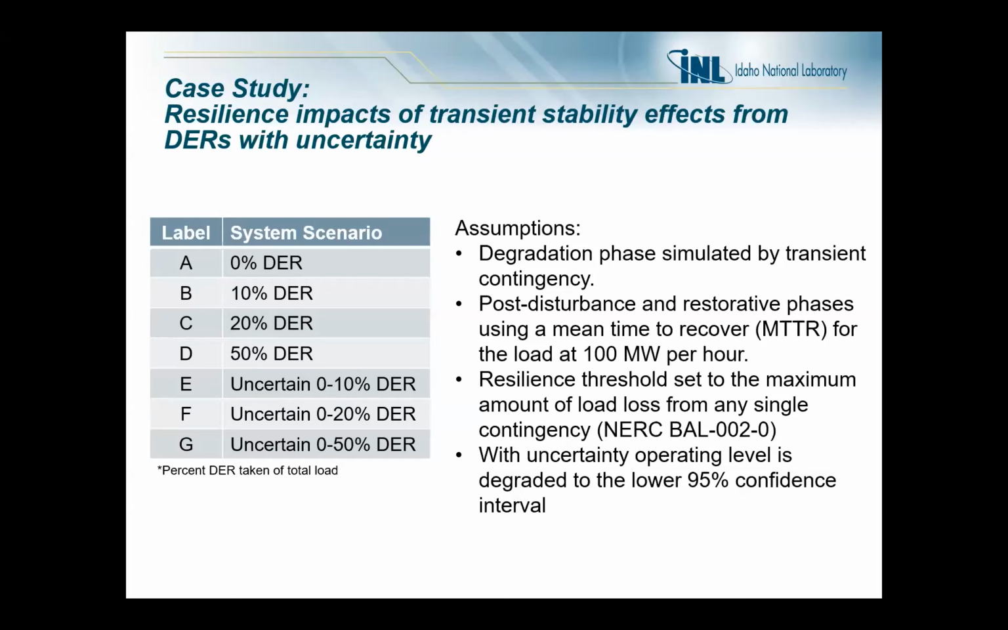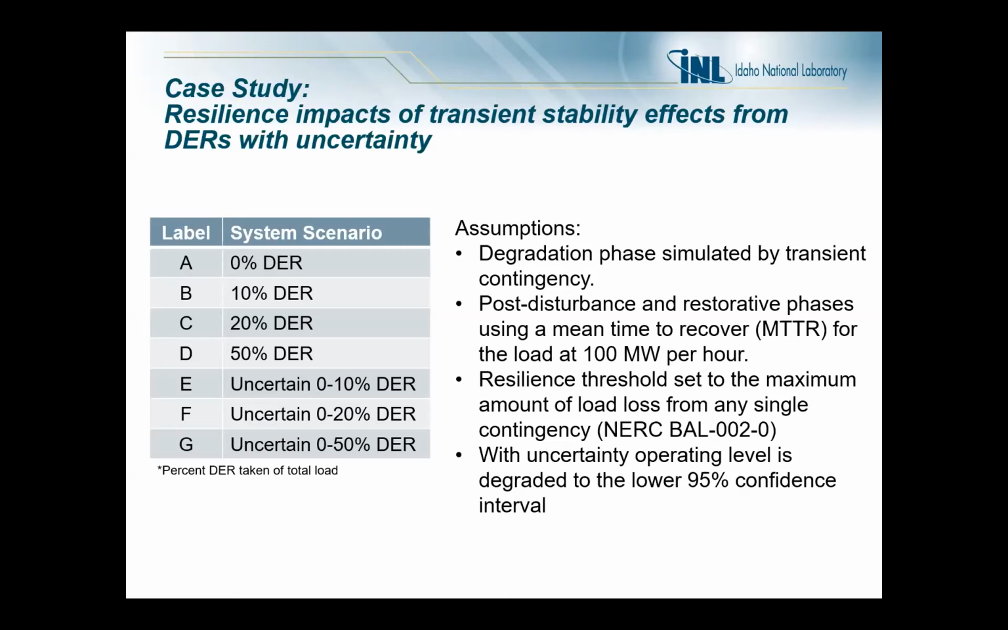The resilience threshold was set to the maximum amount of load loss from any single contingency. This is in line with the North American Electric Reliability Corporation standard for contingency reserves, so the amount of contingency reserves that are required in the system is equal to the amount of load loss from any single contingency. And so it is assumed that theoretically a system should be able to have those reserves available, and that would be that resilience threshold expectation.